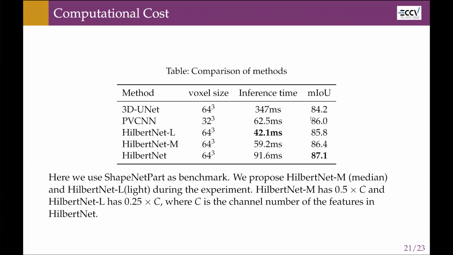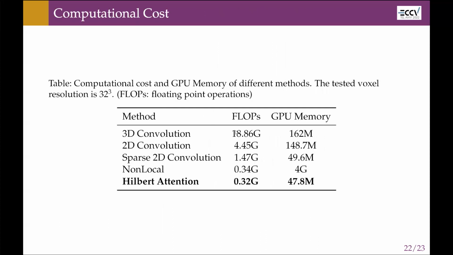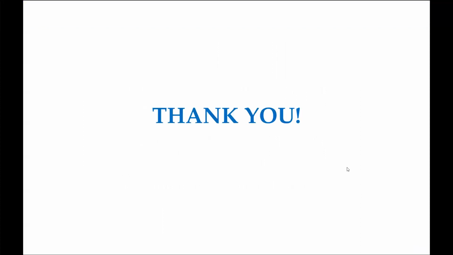Then let's see the inference time. We provide 3 different Hilbert nets with different channel numbers. It shows that Hilbert net is much faster than previous voxel-based methods and point-voxel methods. Finally, we show that Hilbert attention is much more lightweight than 3D convolution and 2D convolution, even much more lightweight than sparse 2D convolution.